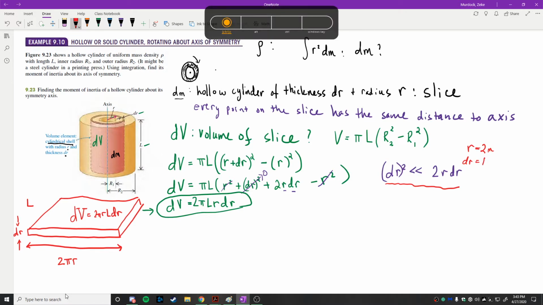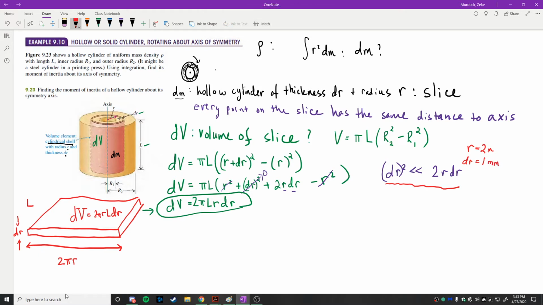Let's not use micro. That might be something you've never seen before. You probably have, but let's say it's 1 millimeter. That is to say, let's say that it's 0.001 meters. 1 millimeter. That's our dr, okay?